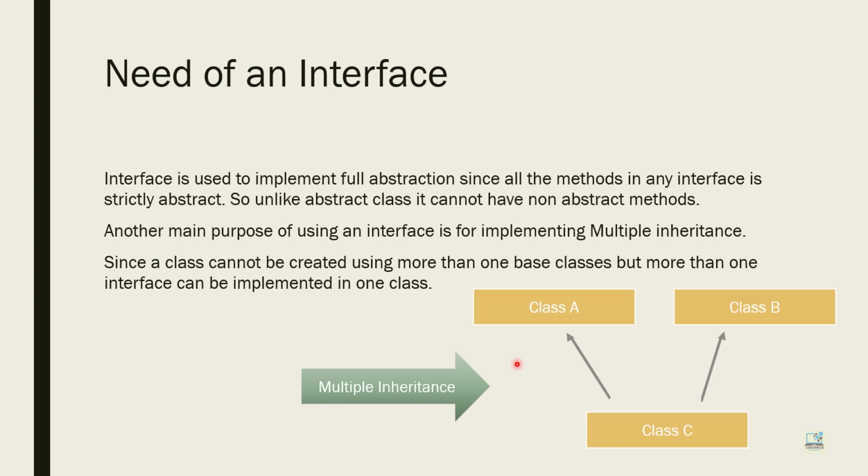Now, what is the need of interface? First of all, interface is used to implement full abstraction, which you must have understood by now, because all of the methods are by default abstract and there is no case of a normal variable or a constructor. So interface is used to implement full abstraction, since all the methods in an interface are strictly abstract. So unlike an abstract class, it cannot have a non-abstract method.